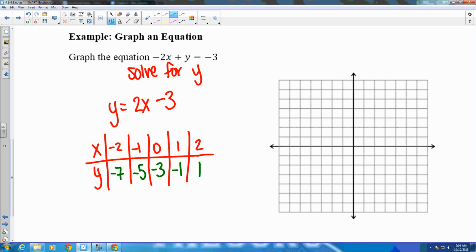So we need to go ahead and plot those points. Negative 2, negative 7. Negative 1, negative 5. 0, negative 3. 1, negative 1. And 2, 1. Now, in the last section, we never connected the points because it always gave us a set domain. This time it didn't, so we are going to go ahead and connect our dots, make a line. Make sure to put arrows on the end, that means that our line continues.